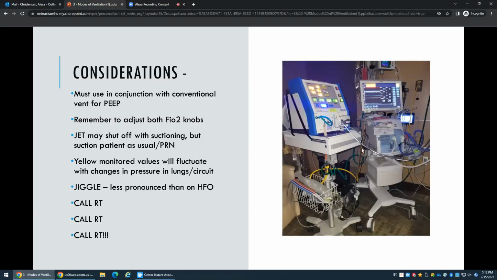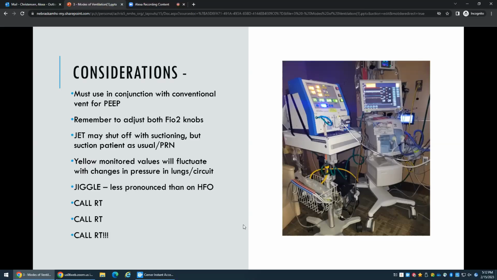Okay, so here is what the jet will look like in a patient's room. Like I said, we have to use a regular ventilator to be able to deliver that PEEP. So it does get a little bit crowded in the room, but here's what it looks like. We're going to use the jet in conjunction with the conventional ventilator.